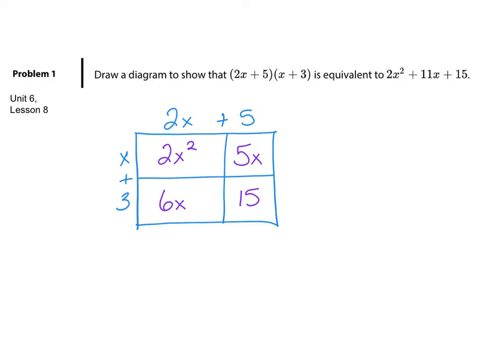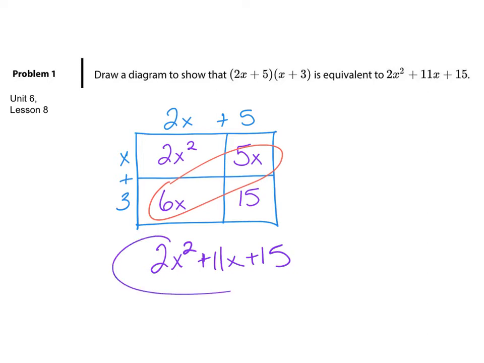And so now I'm going to look for like terms. I see some like terms right there. And so my answer would be 2x squared. And then I'm going to combine my like terms, 6x plus 5x. That's going to be 11x plus 15. So yes, it is the same as 2x squared plus 11x plus 15.